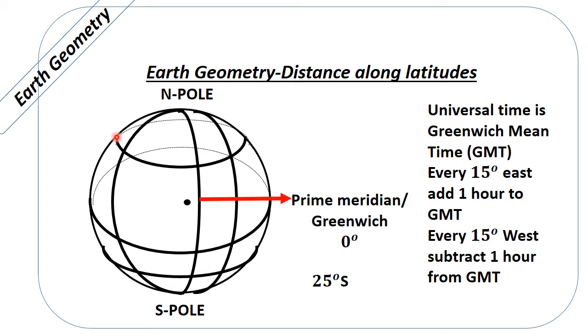You just need to know the time at the GMT or at the prime meridian. Then depending on where the point is, if it is on the west, you subtract from the time at GMT. If it is on the east, you add.